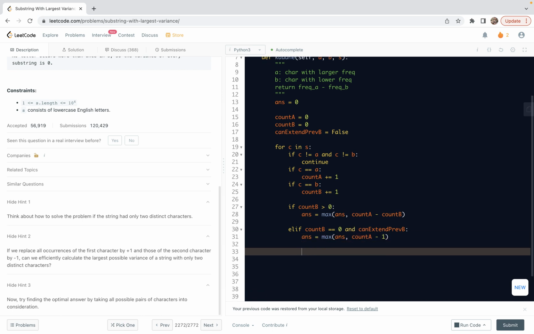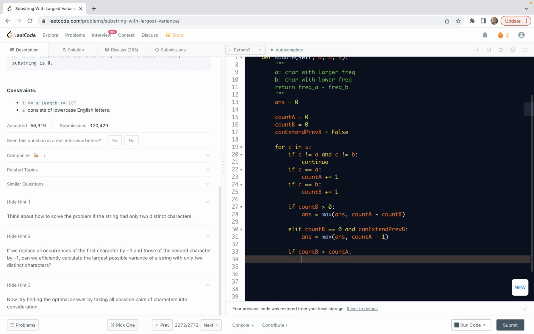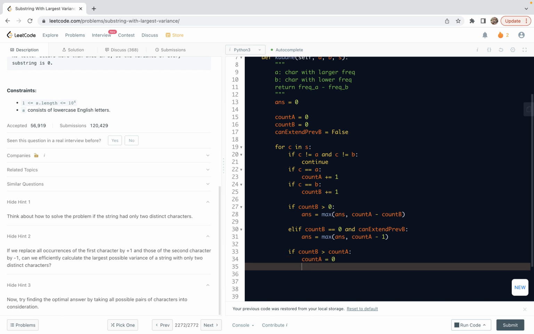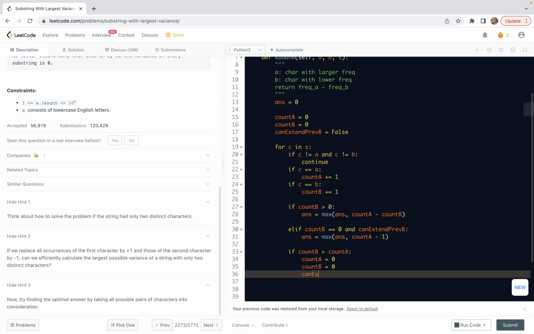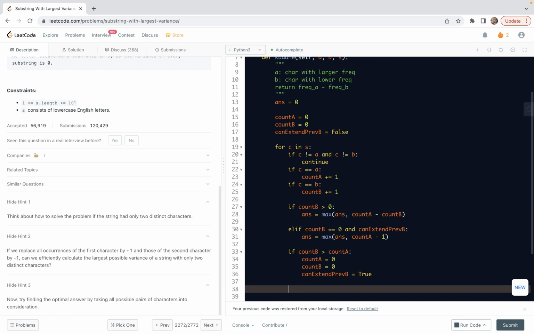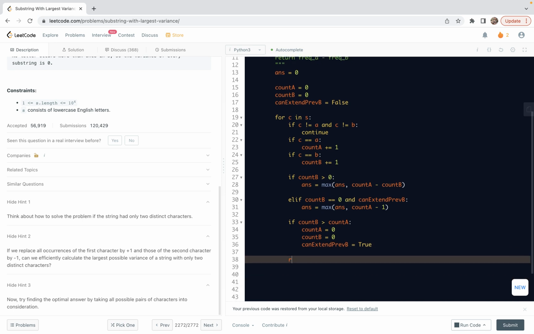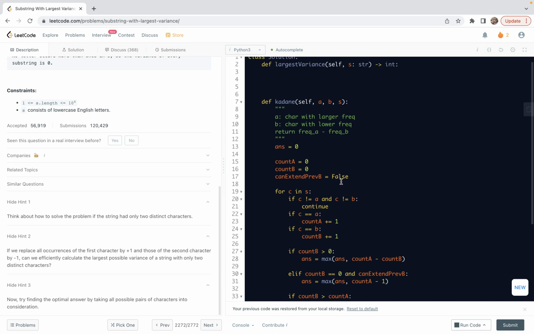In the other case, if count B is greater than count A, we are going to reset count A equals 0, count B equals 0, and can extend previous B to be true. So this is the overall logic. Now we are going to return the answer. So this is the condensed algorithm.